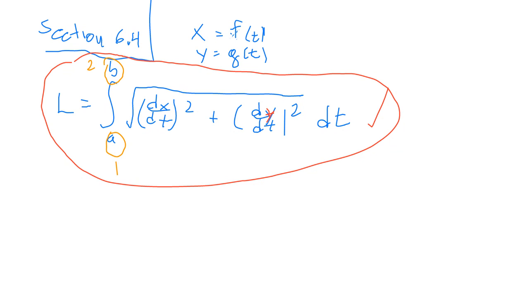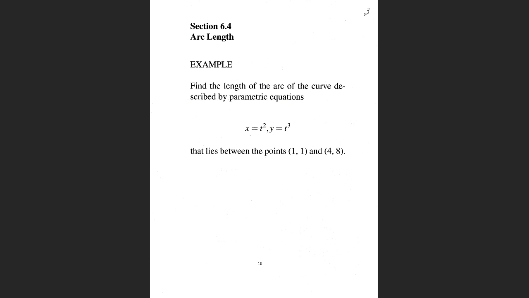So here the arc is described by these parametric equations. The arc goes from points 1, 1 to 4, 8. So what I've done here in the solution, on the right, I drew a little picture.